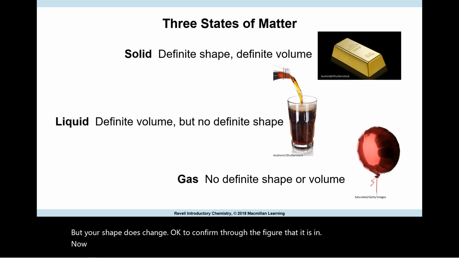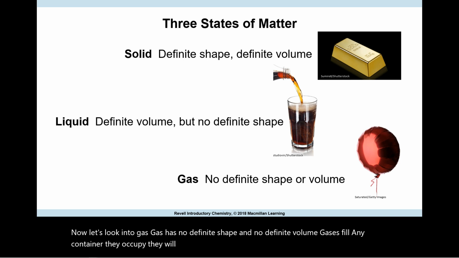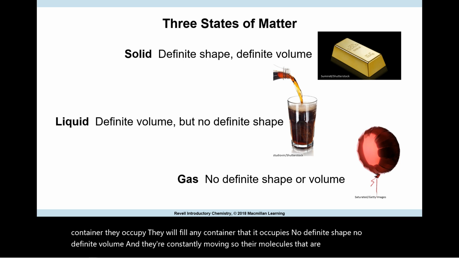Now let's look into gas. Gas has no definite shape and no definite volume. Gases fill any container they occupy. No definite shape, no definite volume, and they're constantly moving. So they're molecules that are in constant motion.